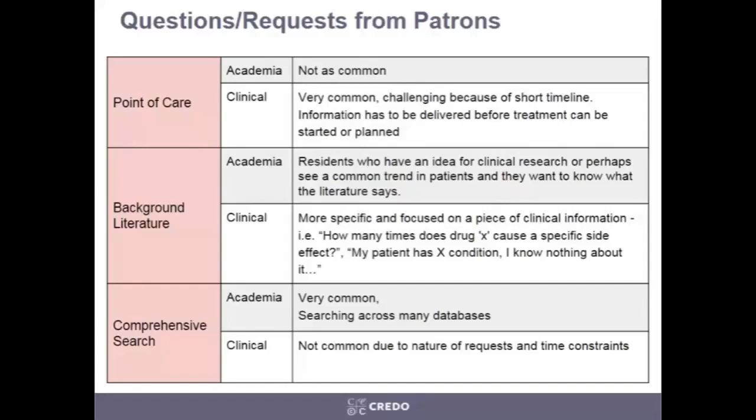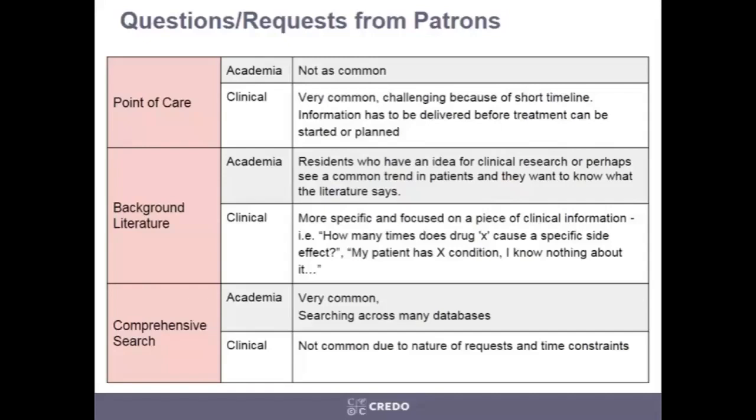And in the academic environment, we're working with students on research projects. Obviously, point of care is not as common, right? They're not needing something in the moment for a real patient, but you do see a lot of background literature requests. One of the examples Annie gave us was residents who have an idea for clinical research that they want to do, or they want to know about a trend that they're seeing in patients, and what does the literature say about that?